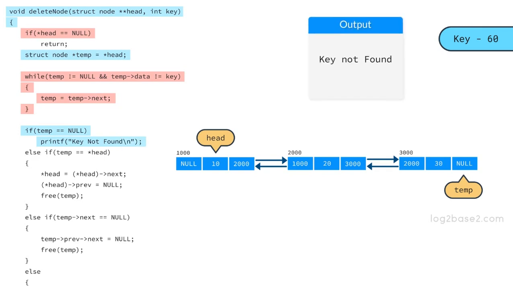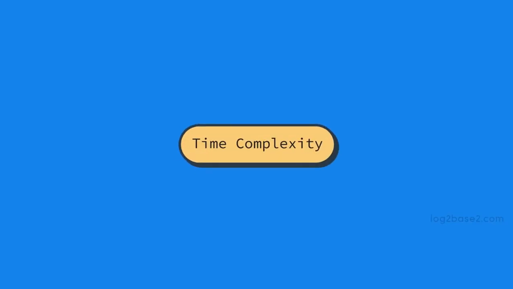So those were the three cases of deleting a node from a doubly linked list. If the node to be deleted is the head, then make the second node the head of the list, remove the link and delete the old head. And if the node to be deleted is the last node, then make the second last node the last node by making its next equal to null and then delete it. And if it is an intermediate node, then remove the links and detach that node from the list and then delete it. Now, let us discuss the time complexity of this operation.